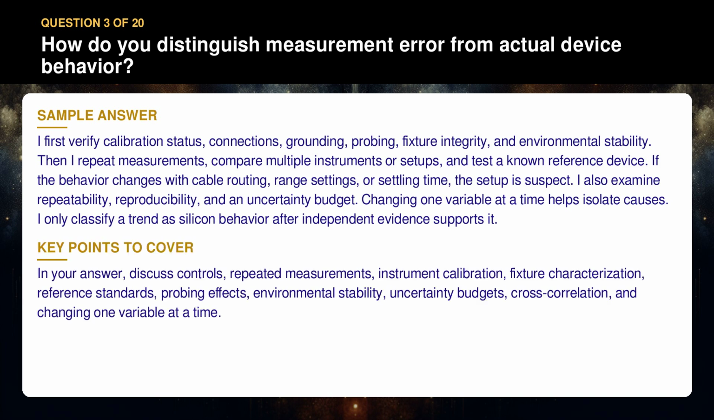In your answer, discuss controls, repeated measurements, instrument calibration, fixture characterization, reference standards, probing effects, environmental stability, uncertainty budgets, cross-correlation, and changing one variable at a time.